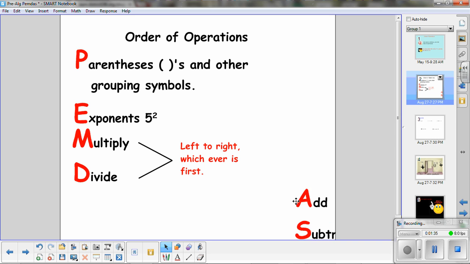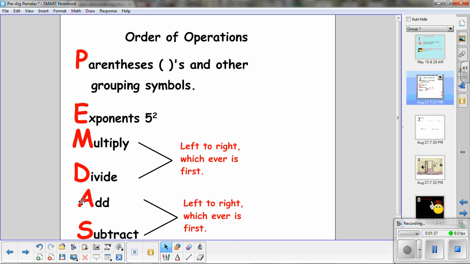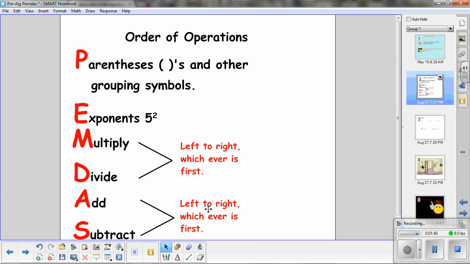The same thing goes with the add and subtract. Those two are grouped together as well. You do whichever one of those two operations comes first when you're working from left to right in the problem.